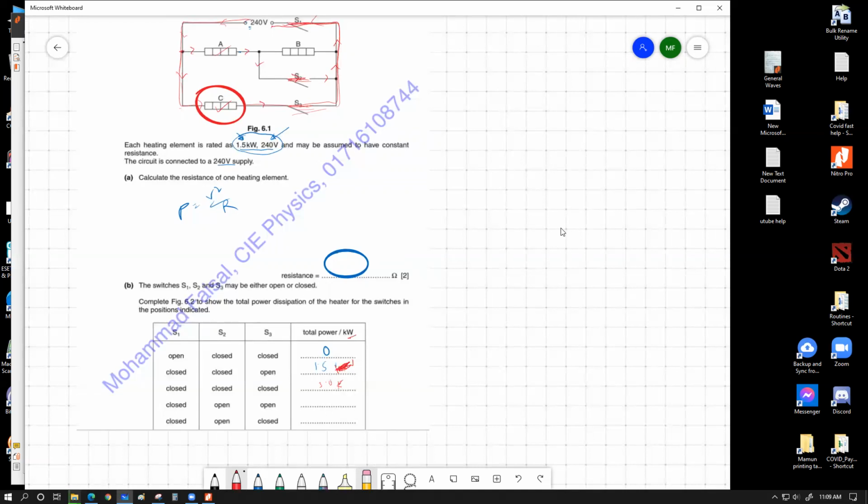So 3.0 is for this one. Now comes the interesting part. Have a look over here at row number 4: closed, open, open. Now try to understand this part.